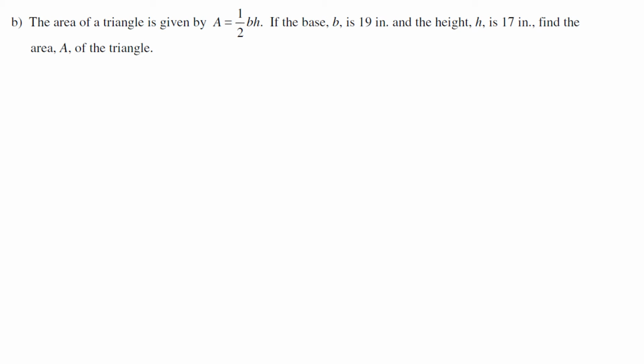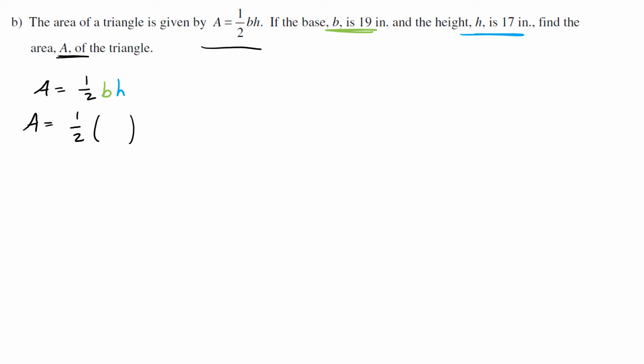Alright, next example here. The area of a triangle is given by area equals 1/2 base times height. So area equals 1/2 and base times height. Alright, so if the base B is 9 inches and the height H is 17 inches, find the area of that triangle. So we're going to replace the values that are given.